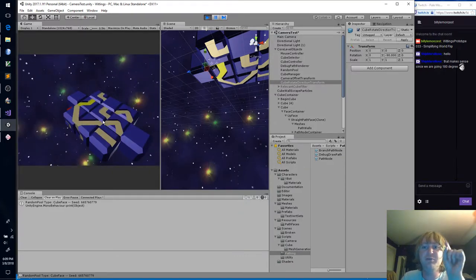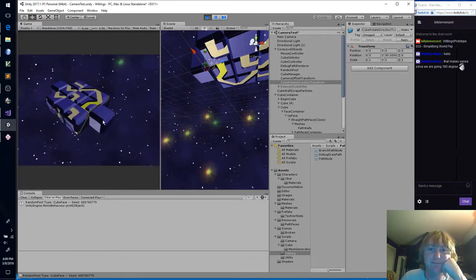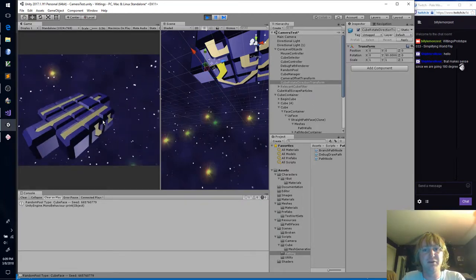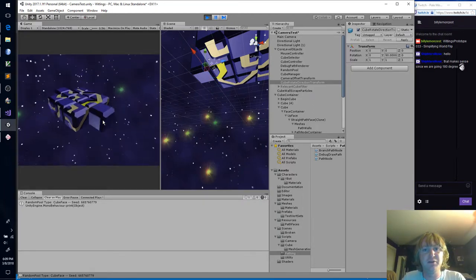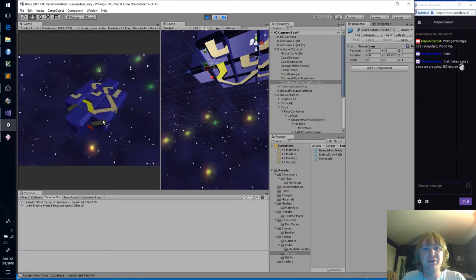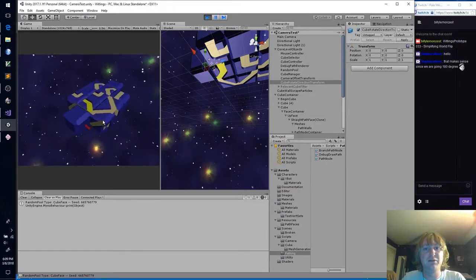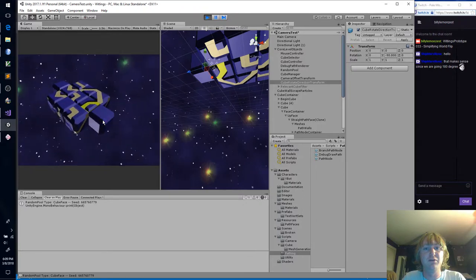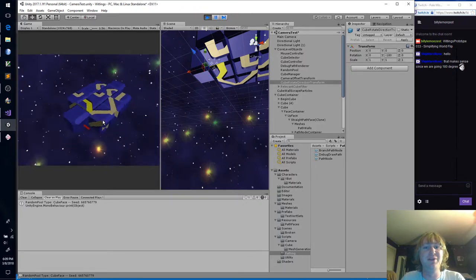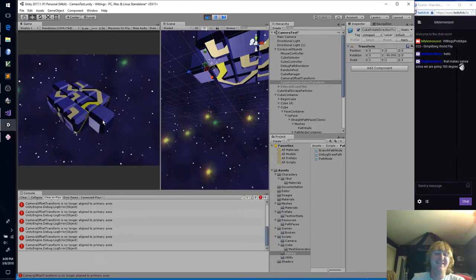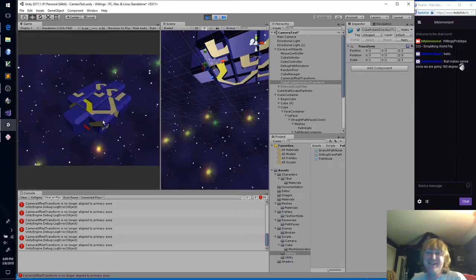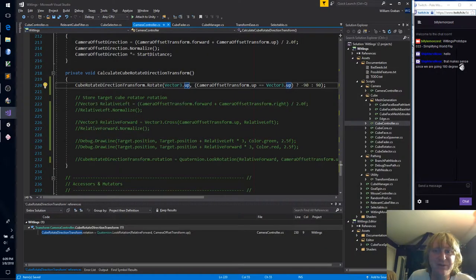Now you can see our cube rotate direction transform. Oh. Yeah. Oh no. Oh Jesus. Oh boy. Yeah, I don't quite think it's there yet.